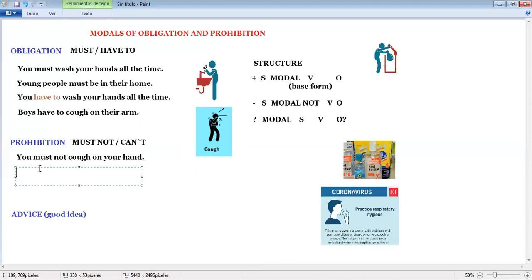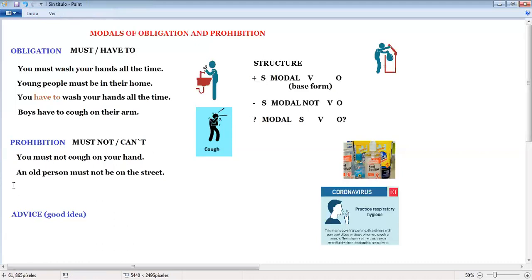Una prohibición general, a general prohibition is you, let's see. Vamos a recordar, podemos decir you, all right, or let's say an old person must not be on the street. Okay, una persona adulta no debe estar en las calles, all right? Especially about this virus. Okay, that's it. Ahora también puedo utilizar can't.